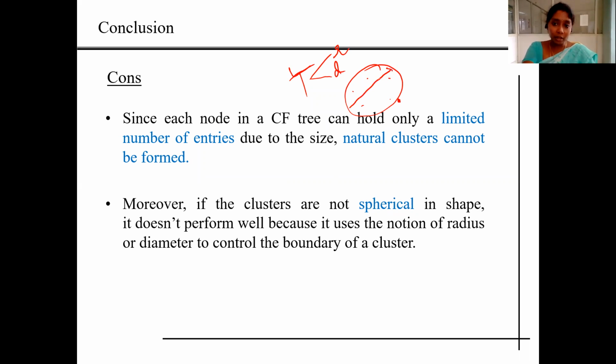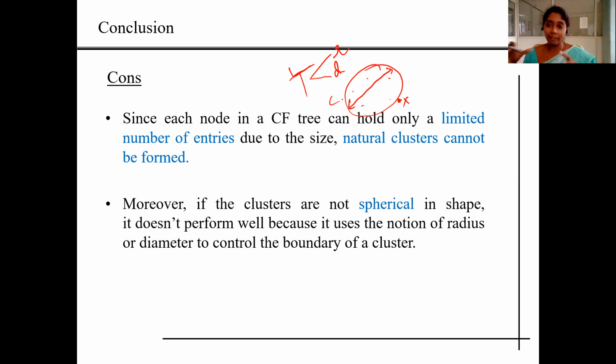According to the threshold given, this is only the allowed diameter for this cluster. So because of this particular data point, let us say this is X, this data point cannot be included in the cluster C. But in reality, this also belongs to that cluster because it is very close to that cluster. But we are excluding that point.